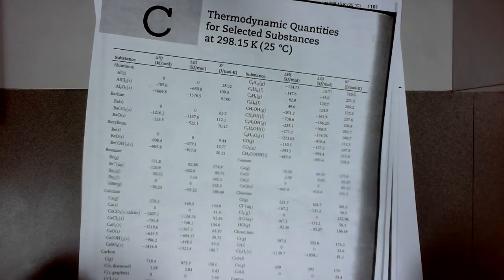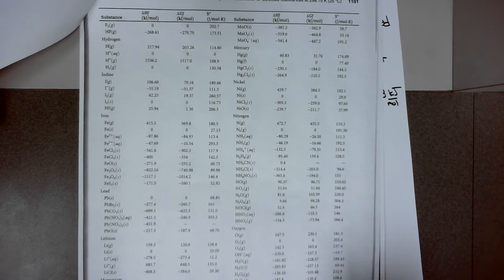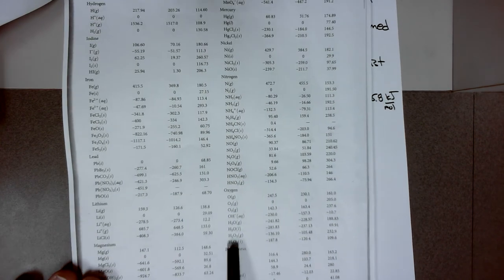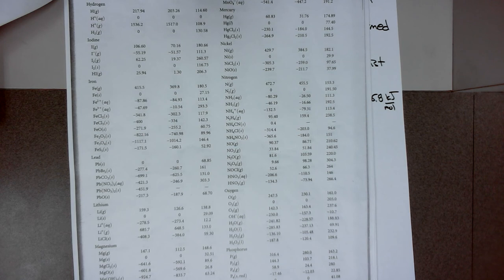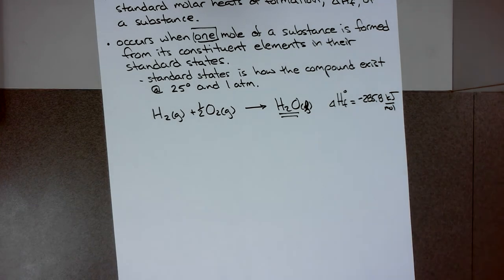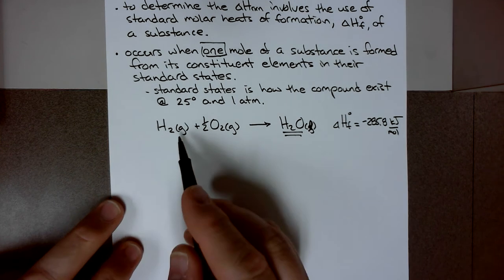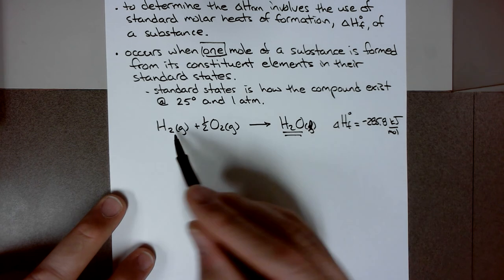I thought water was on the first page. Maybe it's not. And that's the problem with some of these. Here's water. So water liquid is a negative 285.83. Water as a gas is a negative 241.82. So you've got to make sure you have the right state of matter. And so you have the values, and then we just plug the values into an equation I'm going to show you in just a minute. But it's important to understand this idea that we're looking for the formation of a compound from its elements.